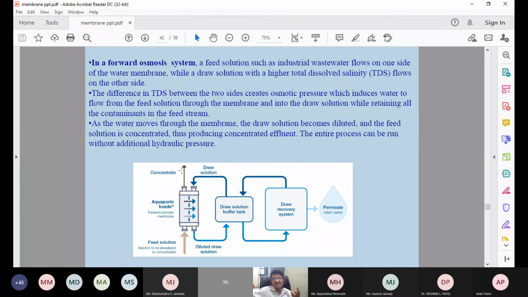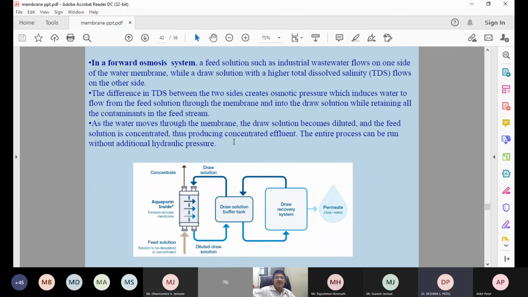Sometimes we use a thermal method for concentrating the waste. We are heating it for concentrating, but here no heat is required. Only on this side you have to use the sea solution or the salty solution, and the water passes through from here, and you will get this. So this is a very new technology nowadays. In research also people are doing it. You can do this type of thing with your students too. Forward osmosis system.